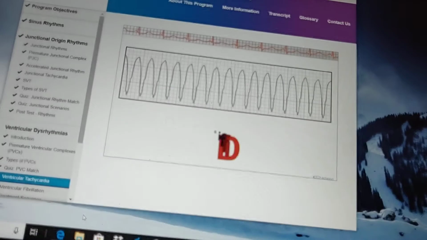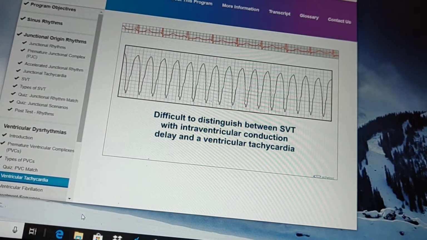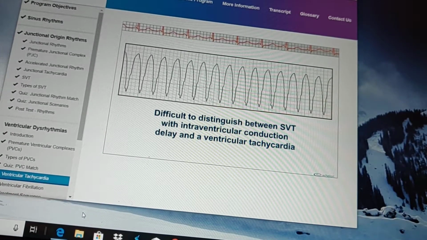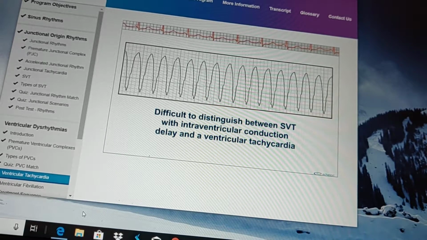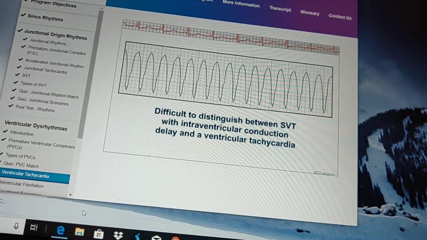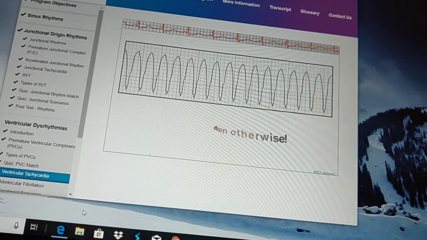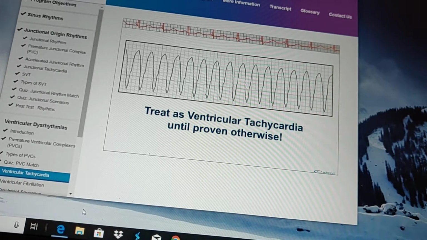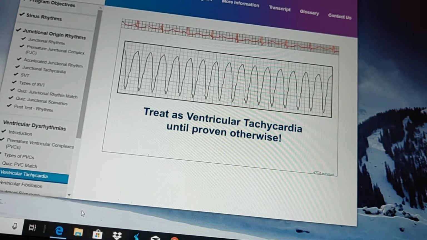It is often difficult to distinguish between an SVT with an interventricular conduction delay and a ventricular tachycardia with a wide QRS, but you should always play it safe and treat it as a ventricular tachycardia until proven otherwise.